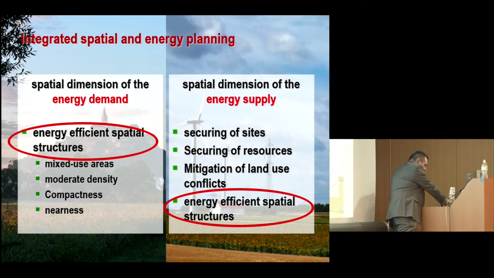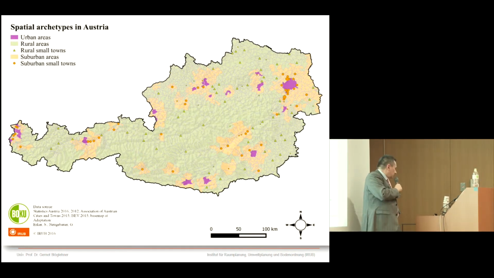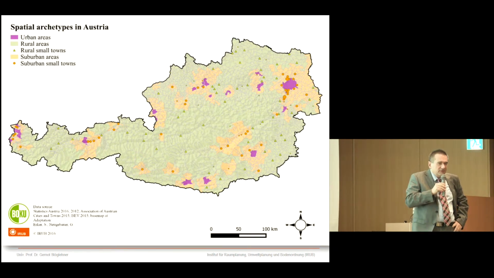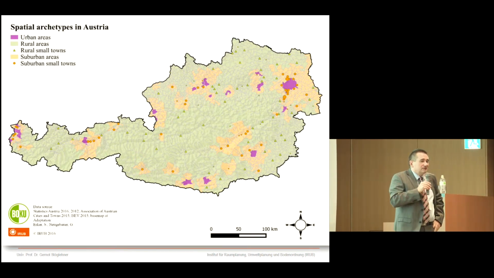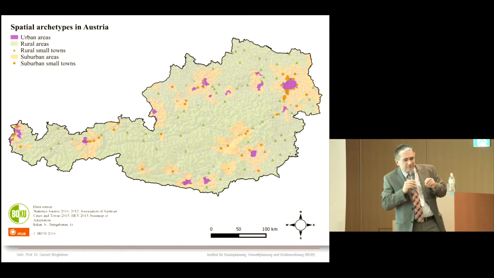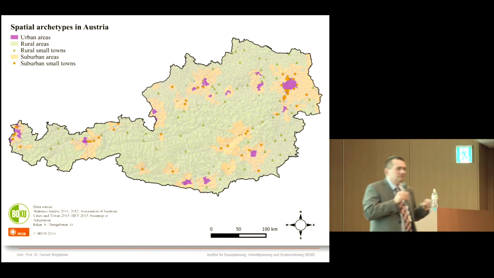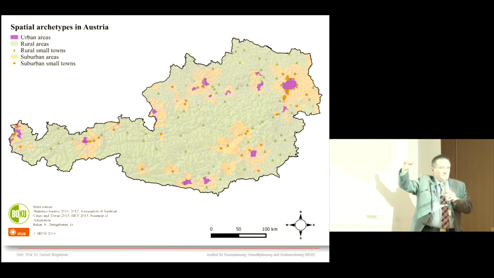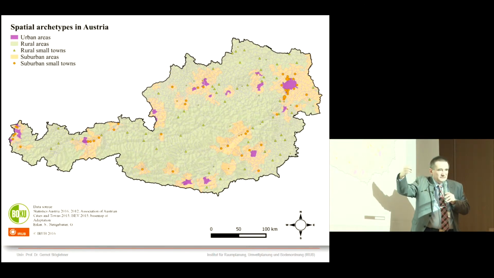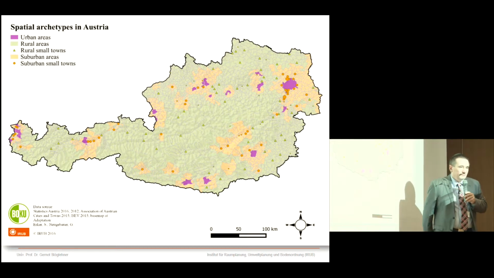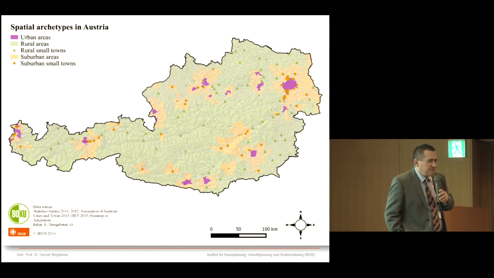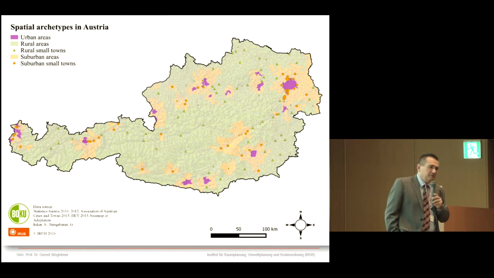And of course, I just want to show with this slide that shows urban areas, small towns and rural areas in Austria, it's very clear that in these spatial archetypes we have very different possibilities and potentials to design the energy transition. Urban areas, when you look at what is energy efficient, compactness, mix of functions, density, nearness and so on, these are mainly assets of urban areas. So we have huge energy efficiency potentials there, but limited potential to produce renewable resources there.